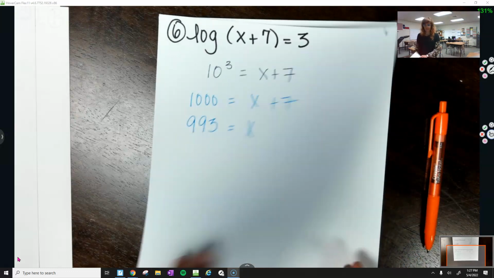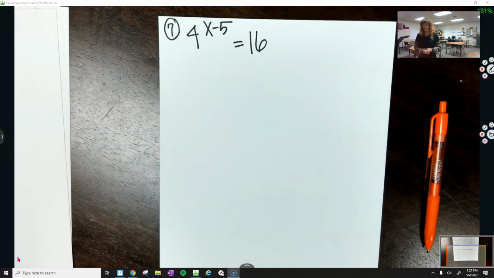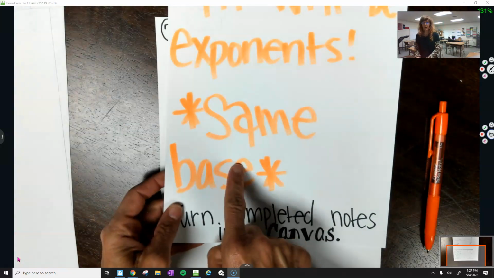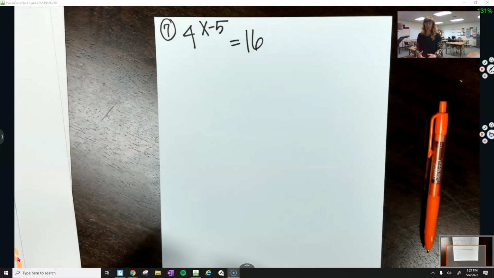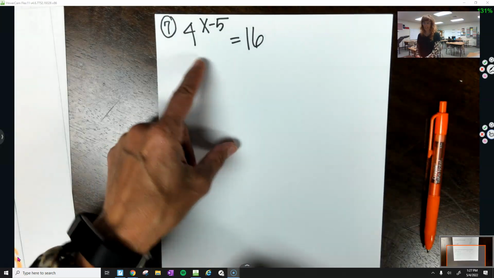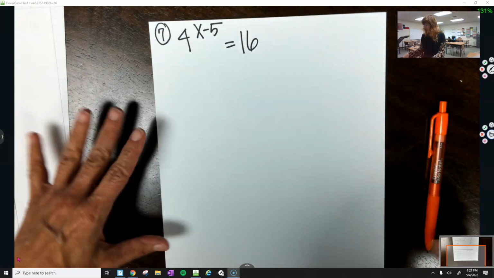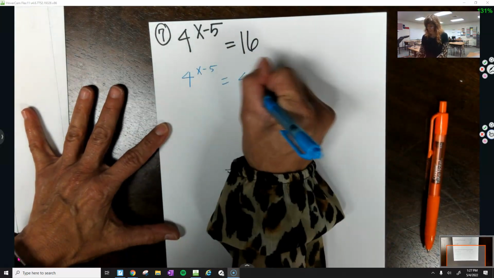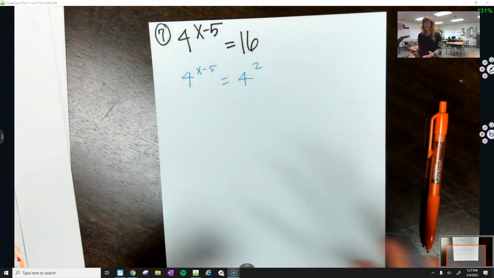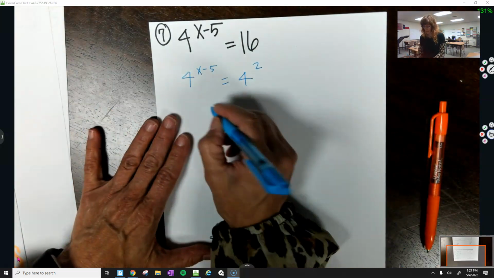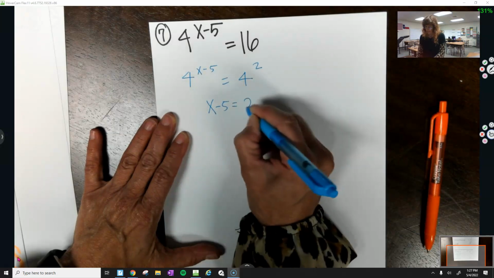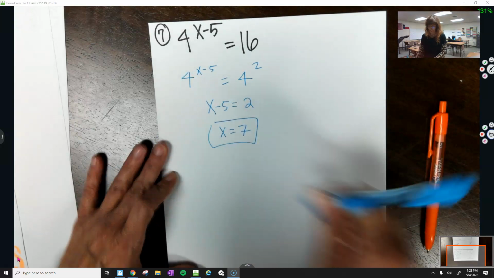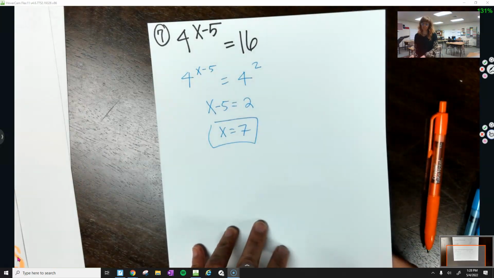All right, next one. So for the next one, this is already in exponential form, but guys, you've got to remember it is all about the same base. So I can't make a 4 into a 16, but I can totally make 16 into a 4. So this is going to be 4 to the x to the 5th. And remember, this is 4 squared. We've got our same bases. Let's drop the bases and just solve for the exponent. So x minus 5 equals 2. Move that 5 over, you get x to equal 7. Pretty easy as long as you write the same base.